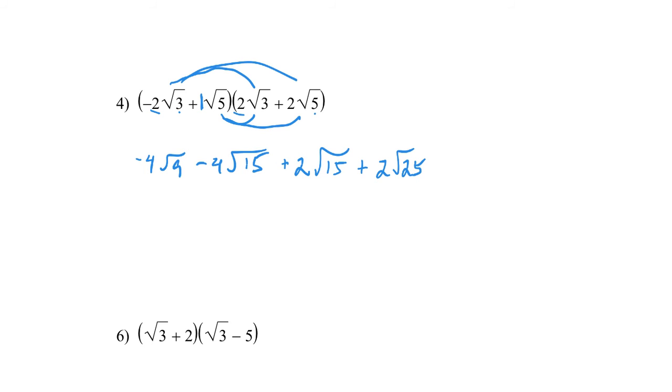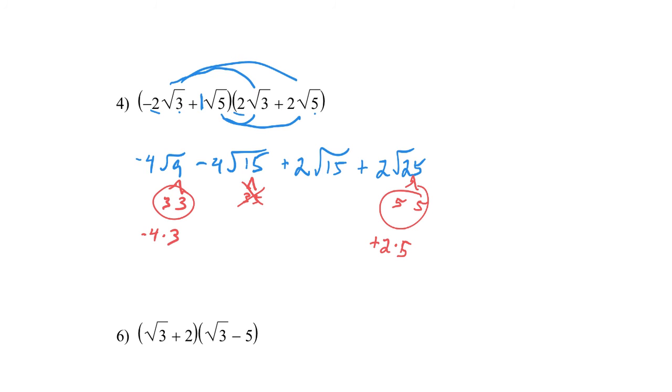Okay, then we simplify if we can. So the radical 9 is a pair of 3's, right? So the pair goes out, and then there's nothing left, so it's just negative 4 times 3. 15 is just 3 and 5, so no pairs, so that's not going to do anything. Same there. 25 is a pair of 5's, so the 5 goes out, and we multiply the 2.